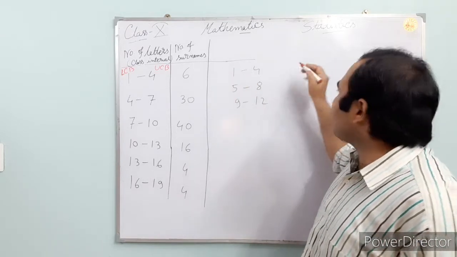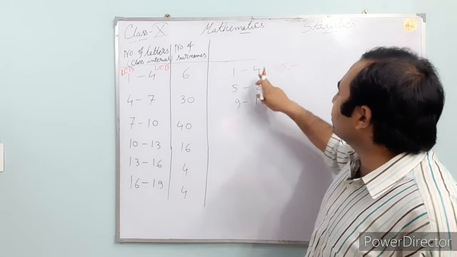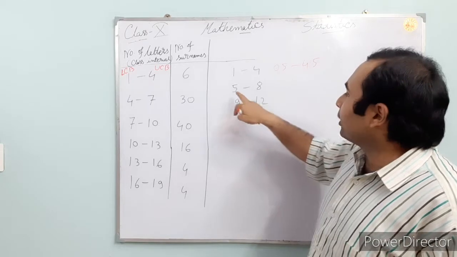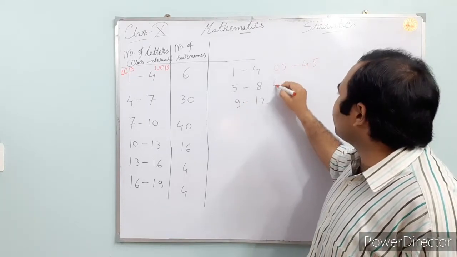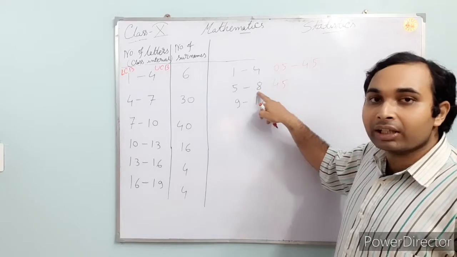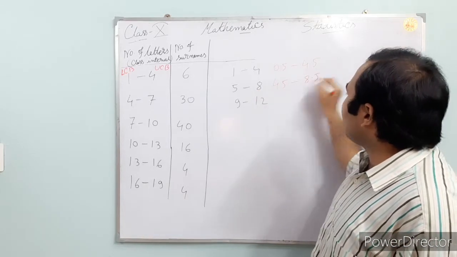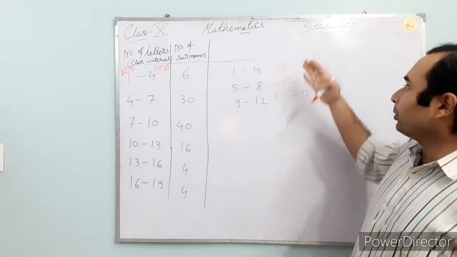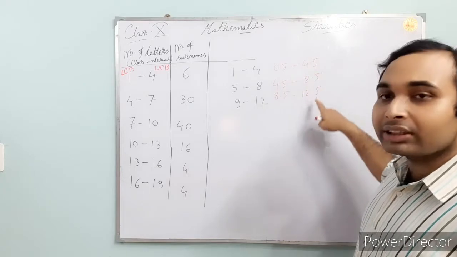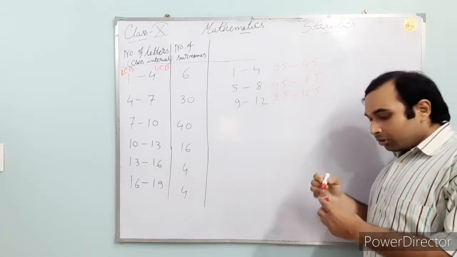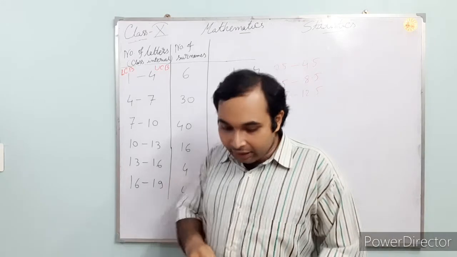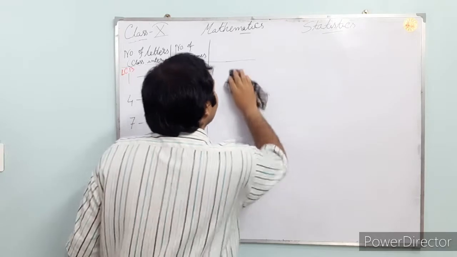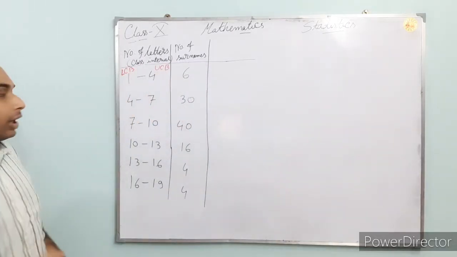1 minus 0.5 will be 0.5, and here 4 plus 0.5 is 4.5. Now 5 minus 0.5 is 4.5, and here 8 plus 0.5 is 8.5, and so on. So here the data is now continuous data. So you have to convert this. Here the data is already given continuous, that's why we will not convert anything. But if it is given in discontinuous format, then you have to convert it.